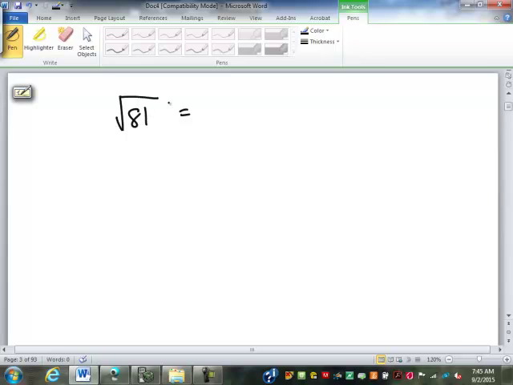Square root of 81 is 9 because 9 squared equals 81. But there's a hitch here. What's negative 9 squared? 81. Didn't we say that the square root reverses a squared? So if we take negative 9 squared to get 81, shouldn't we be able to take a square root and get back to negative 9?